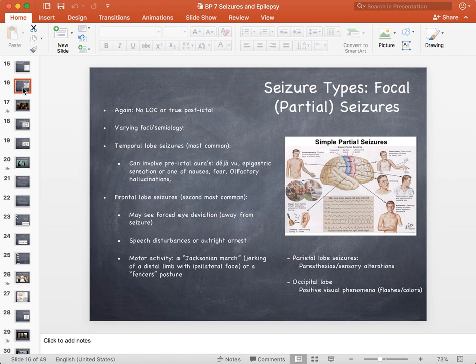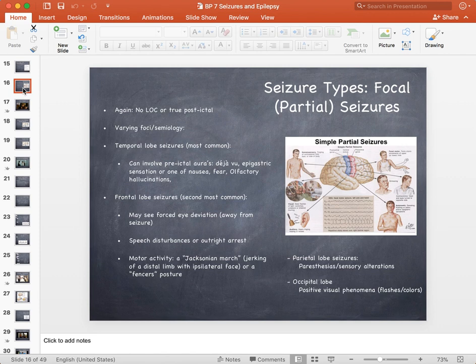Also in the frontal lobe, especially on the left side, we have our speech areas. So if it's in the right place, you might have a speech disturbance or just outright speech arrest. Speech or language, I think we're using those terms interchangeably here. Yes. The other thing is certain motor activities. So there's like a Jacksonian march. This is jerking of a distal limb with ipsilateral face involvement, or what we call a fencer's or figure 4 posture.